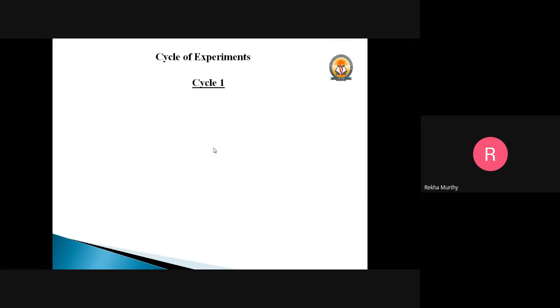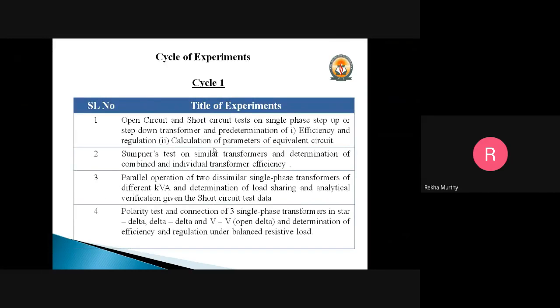Now let's move on with the cycle of experiments. The first experiment which I'm going to conduct is the open circuit and short circuit test on a single phase step up or step down transformer and predetermination of efficiency and regulation and the calculation of parameters of the equivalent circuit. So the first four experiments will be related with the transformer itself.